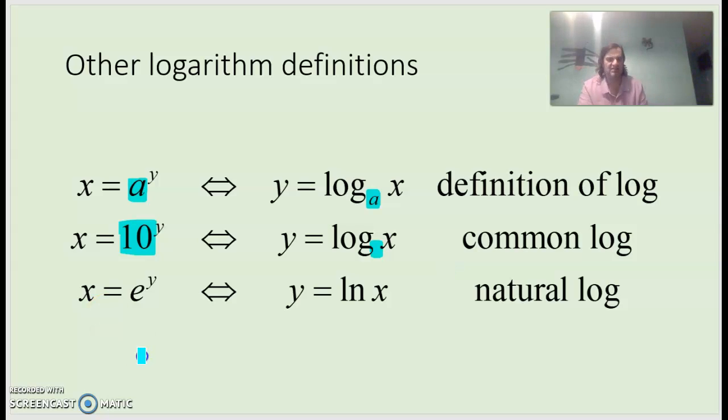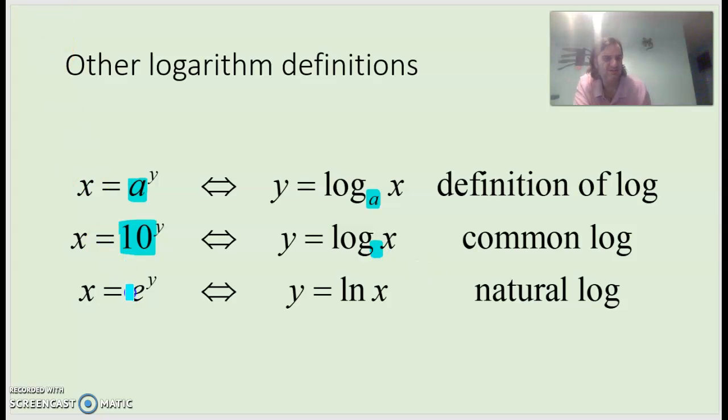So this common log, base 10, similar to what the metric system is based off of, similar to scientific notation calculations, is very frequently used. But x equals 10 to the y, usually we would write that as y equals log of x and just not even write a base.